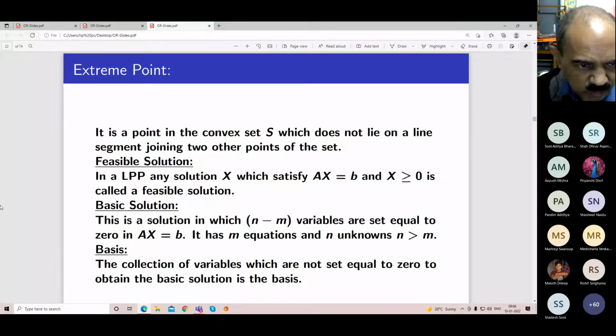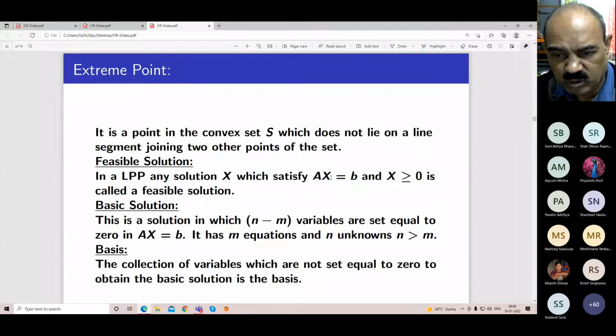Now we are talking about the feasible solution. In a linear programming problem, any solution x which satisfies the equation Ax equal to b and x is non-negative is called a feasible solution. Again, I am repeating: any solution which satisfies Ax equal to b and x non-negative is called a feasible solution.